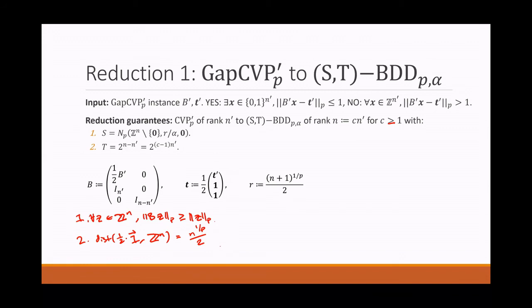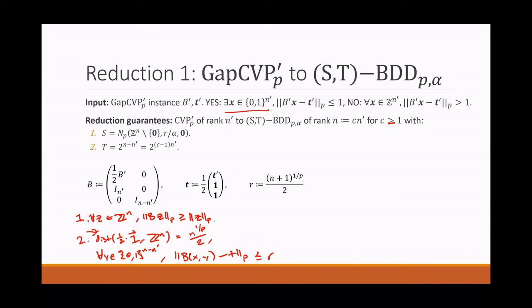Okay, so what this means is that if we have a yes instance of gap CVP', meaning that there exists an x, a binary x, which is within distance 1 of this form, such that B'x is within distance 1 of t, then we actually get a whole bunch of close lattice vectors to t. Namely, we get 2^(n-n') of them by looking at all y's that are binary and of length n-n'. So we take our good x and concatenate it with one of these good y's, and then we get that B(x,y) is at distance at most r of t. This is straightforward to check using this observation above about the distance between the all-halves vector and the integers.